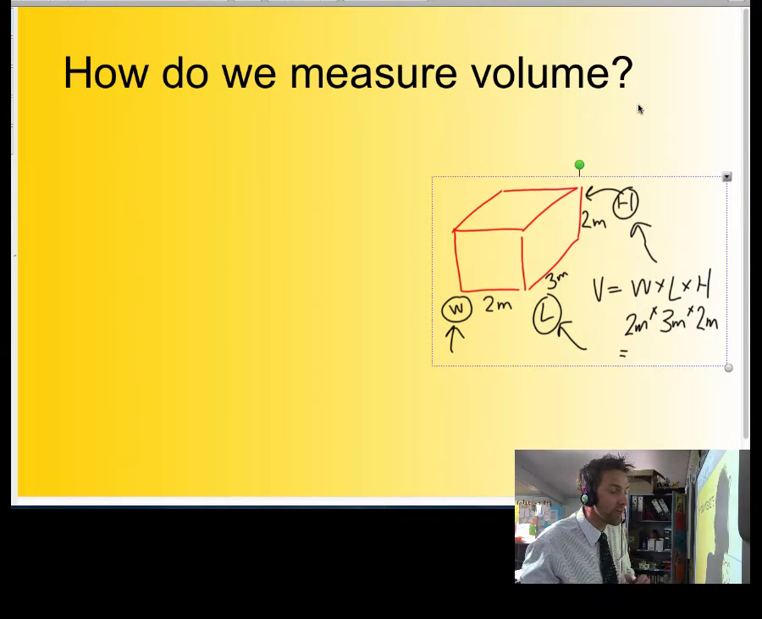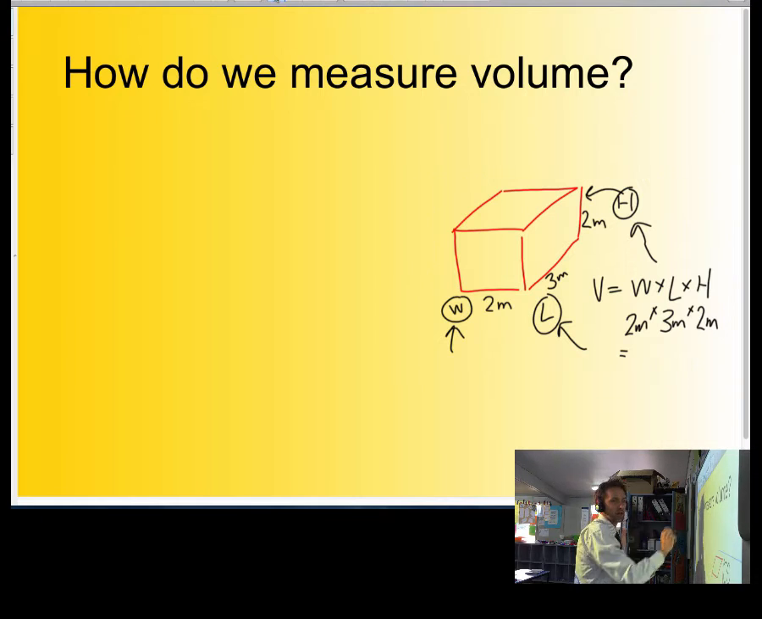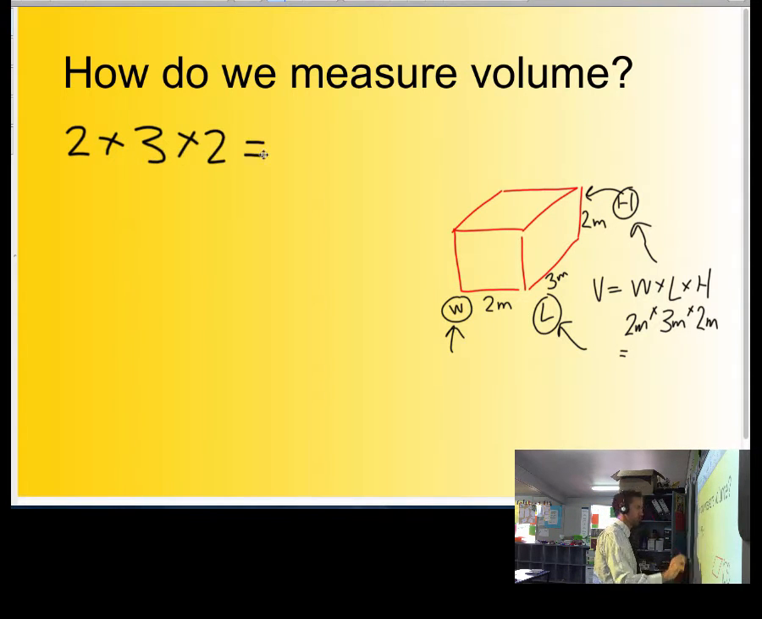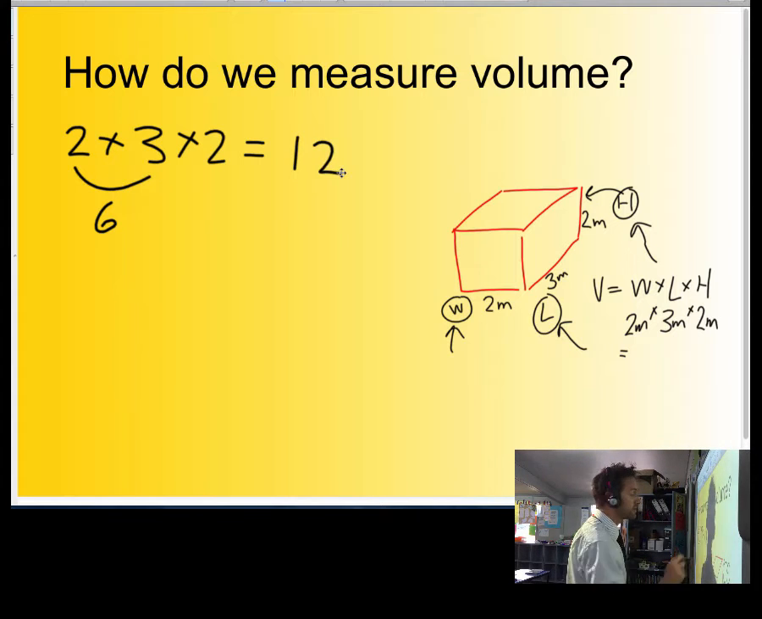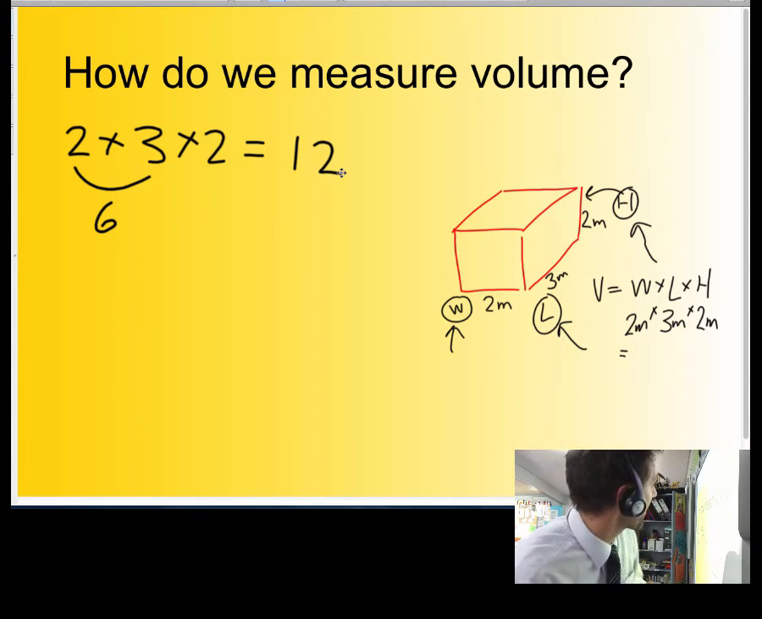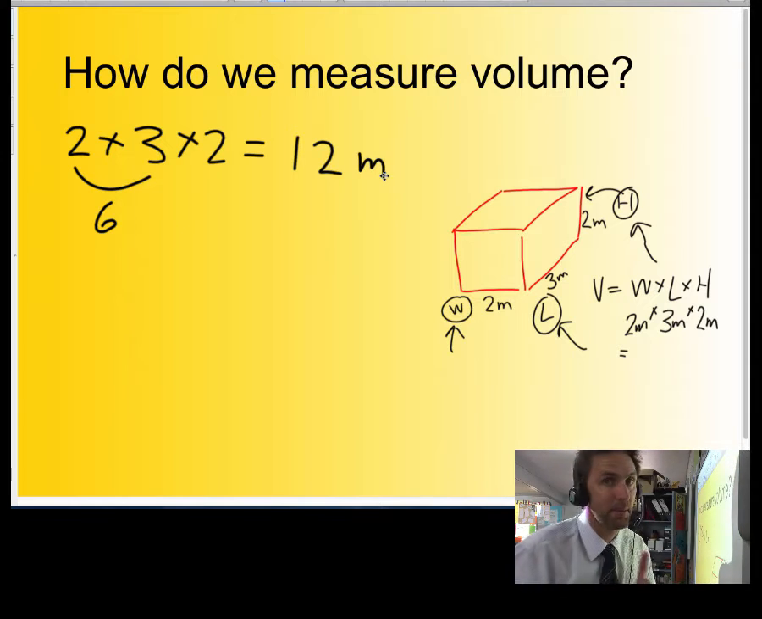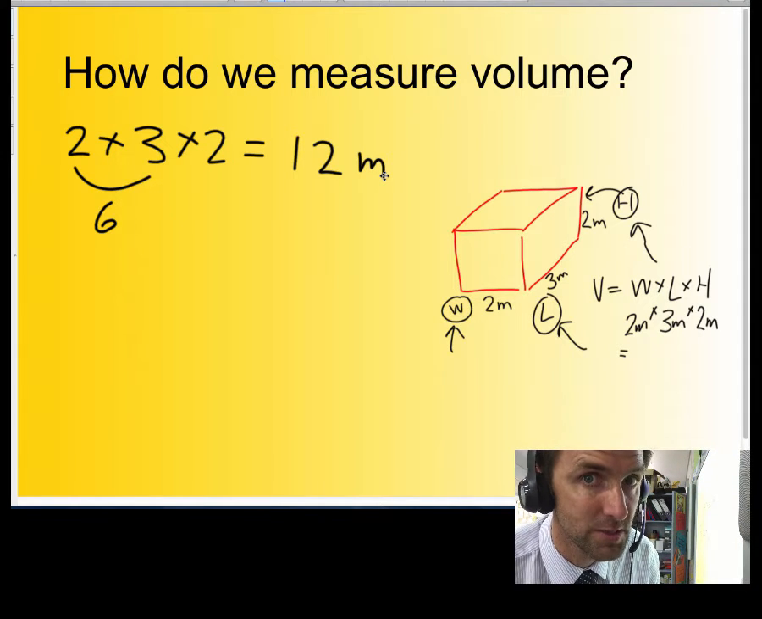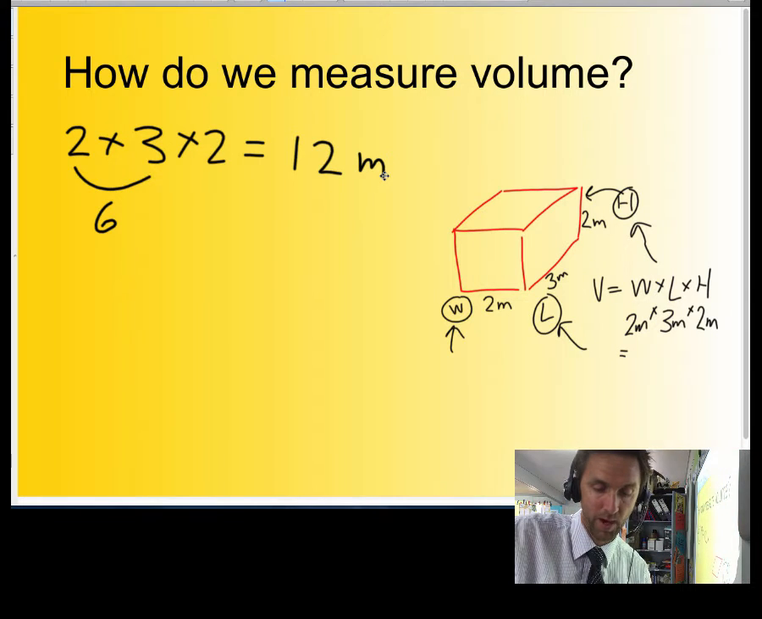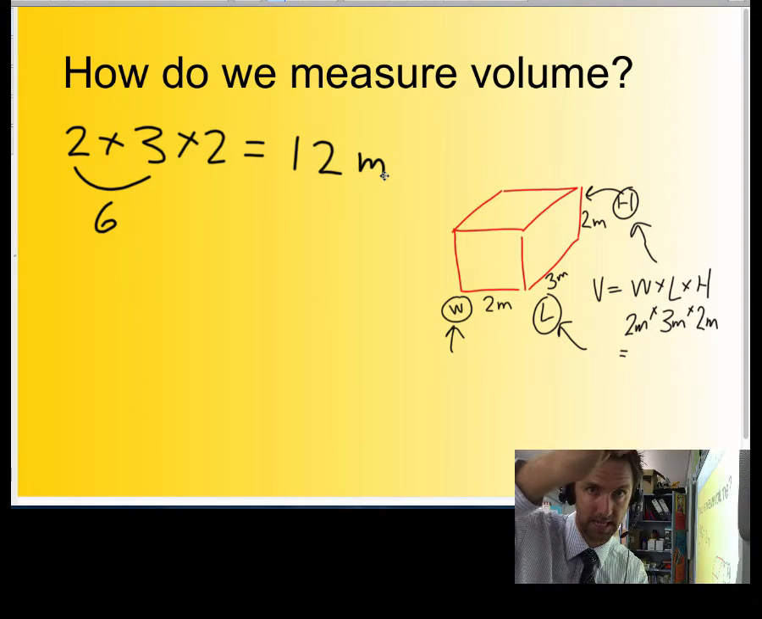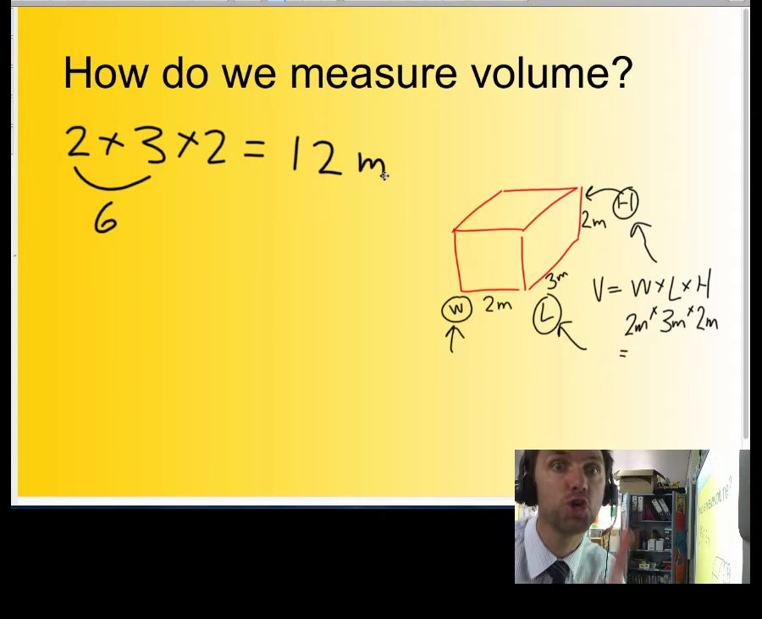Okay, if you times all those dimensions together, you'll realise that it is 2 times 3 times 2, which is, well, 2 times 3 is 6, and 6 times 2 equals 12. But remember, it was meters all times together, so it's meters, but it's not meters squared because you're not measuring squares anymore, are you? What are you measuring? It's not a flat square. Here's a hint: you are actually measuring cubes.